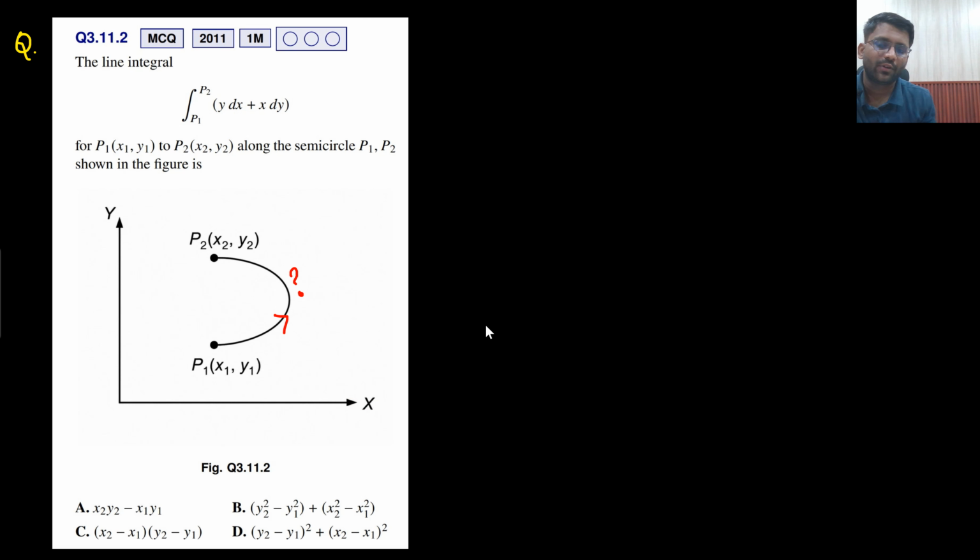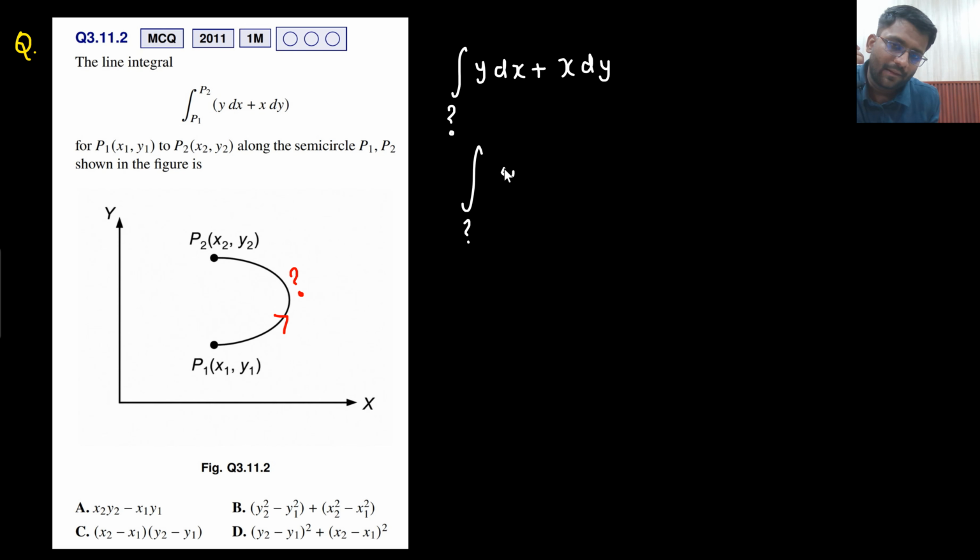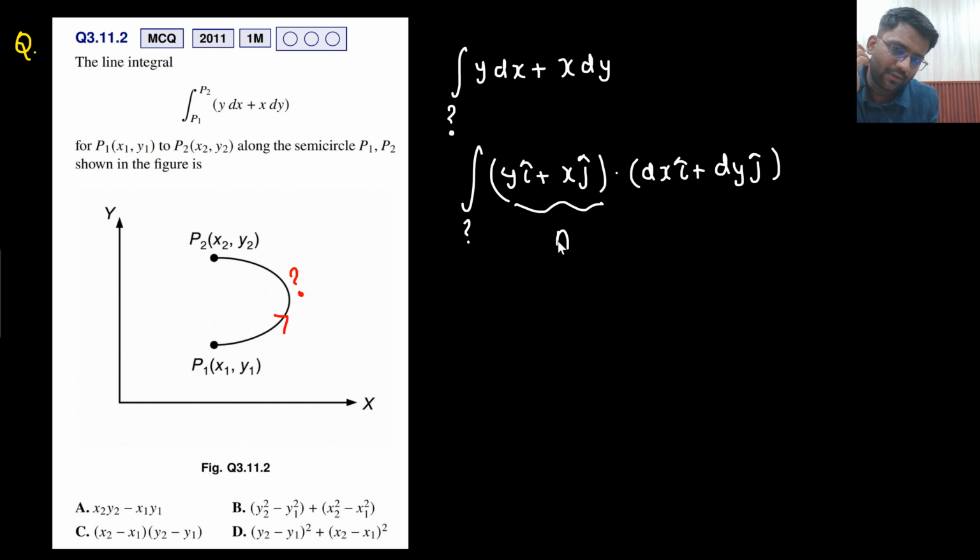If you are stuck, then what do you need to do? This was your curve, the question mark curve, something I was supposed to calculate. So first of all, can you write down y i cap plus x j cap, dx i cap plus dy j cap. This is your vector field A, and A dot dl. So your vector field was y i cap plus x j cap.